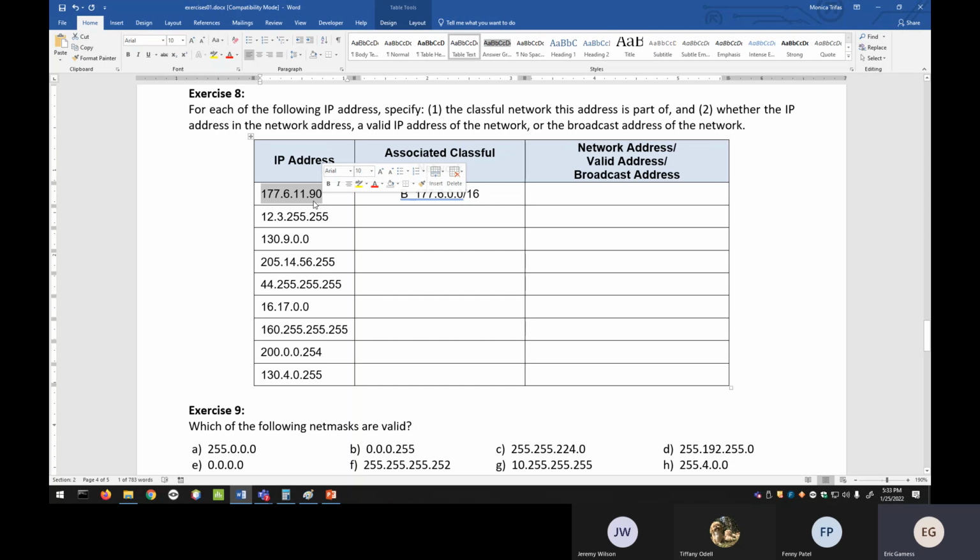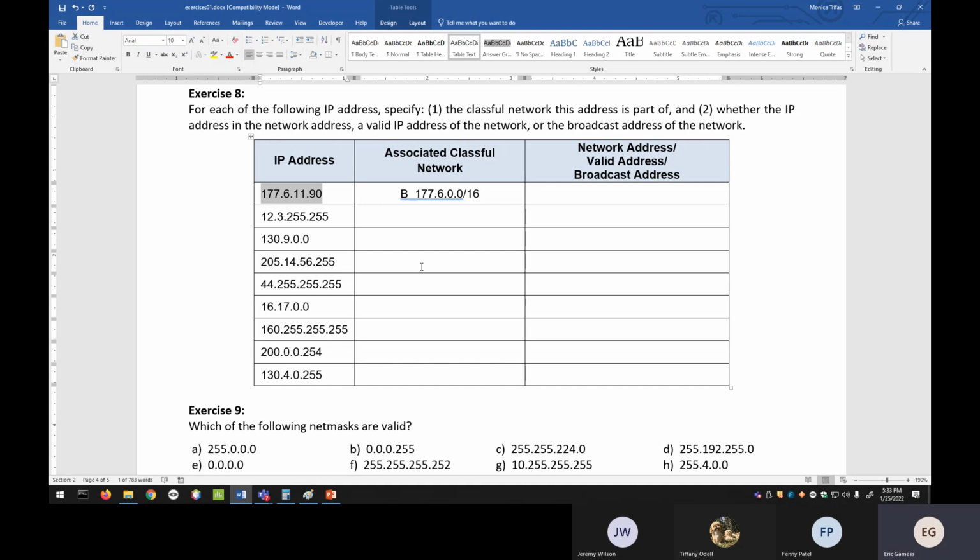Is it the network address? No, because the network address is 177.6.0.0. Is it the broadcast address? No, because the broadcast address is 177.6.255.255. So this IP address, what is it? It's a valid IP address.